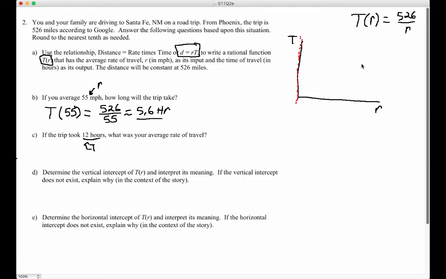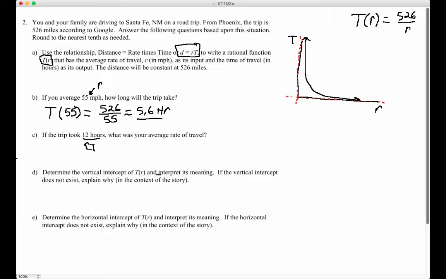Now, notice that the degree of the numerator is lower than the degree of the denominator, so that tells me that my horizontal asymptote is at t equal to 0. So the graph is actually going to look something like this. Knowing what we know about asymptotes, it's going to come up as close as you want it to get to those axes, but it's never going to touch them.